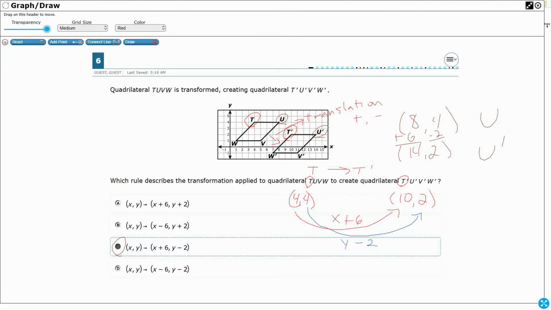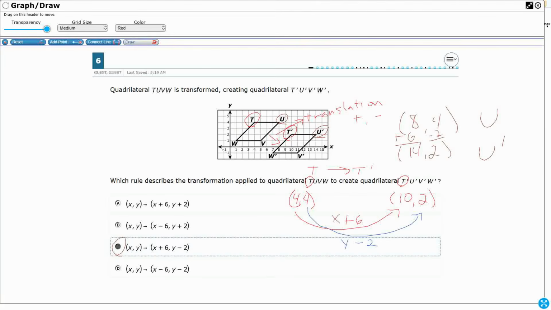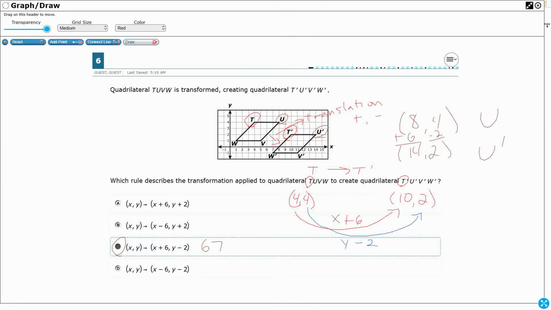And we actually did fairly well on this one. 67% of our students got this correct. You notice that we had 14% choose B. That's our second most chosen answer. And we just flipped, right? We flipped the positive and the negative, the add and subtract, and then 7% chose that.